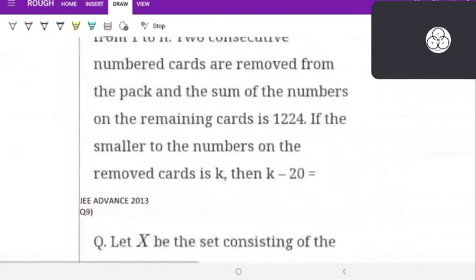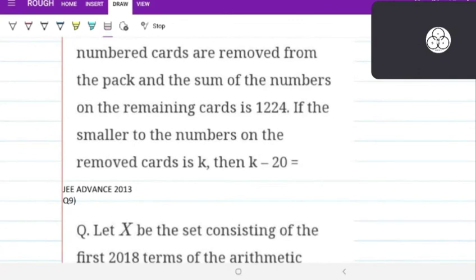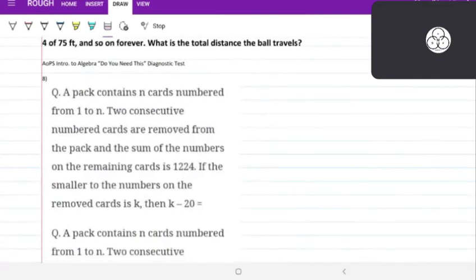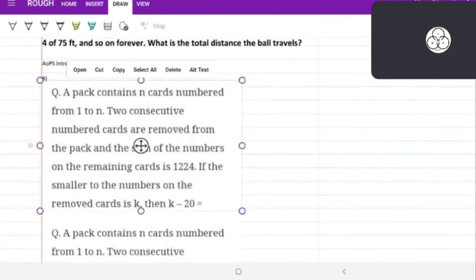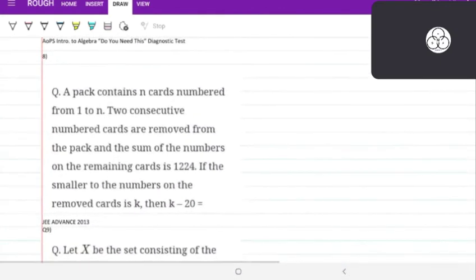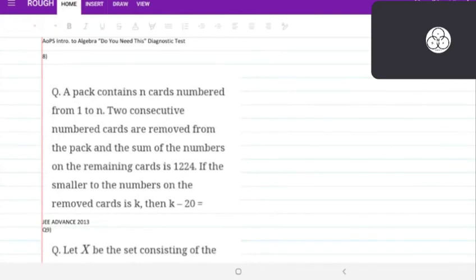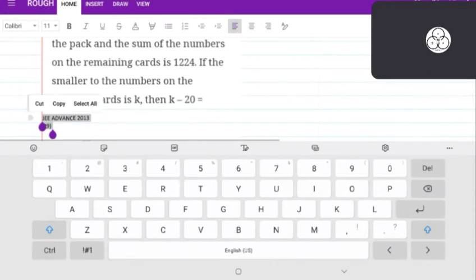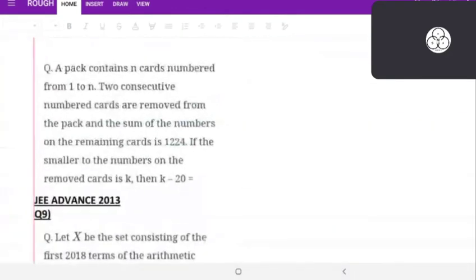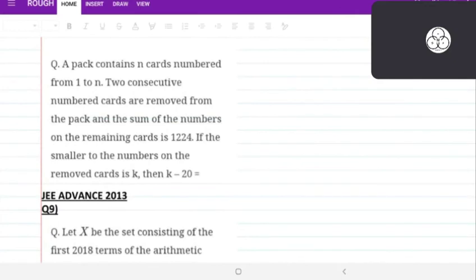From JEE 2013, this is a very good question. Excellent question, I'd say. JEE 2013, excellent question. Even this kind of question, I didn't remember, but in Olympiads also, this kind of question is very often seen.